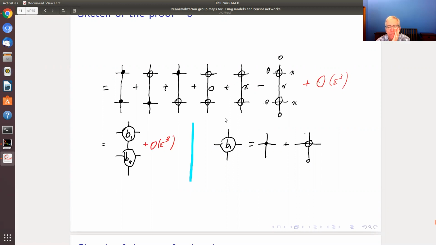So I sort of very happily claimed that this diagram, pointing the wrong thing, is canceling a lot of diagrams in here. And I'm claiming here that what's not canceled is order epsilon cubed. And that's not quite true.